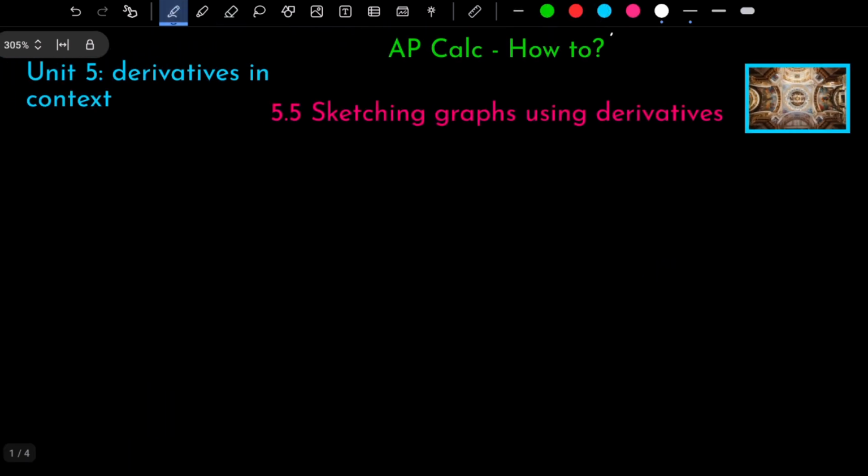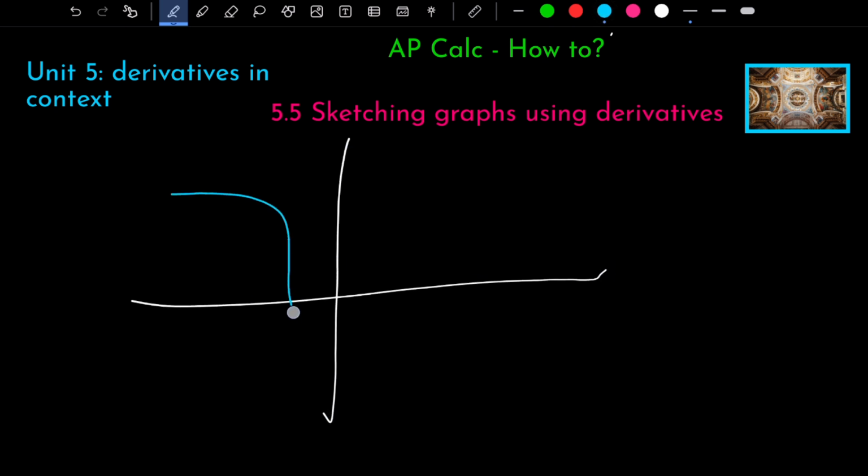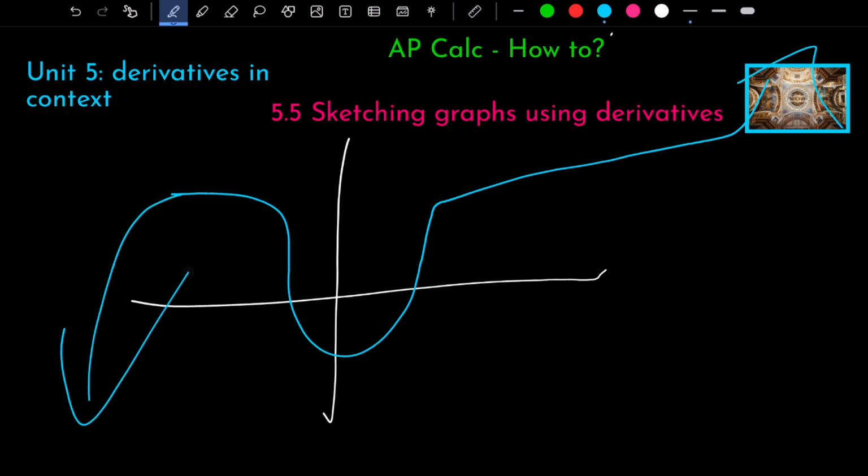Let's go for our third example. Given a graph of f of x, describe the shape of f of x. So, if I give you a graph, you have to describe the shape. How are we going to do this? We can use terms like concave up, concave down.